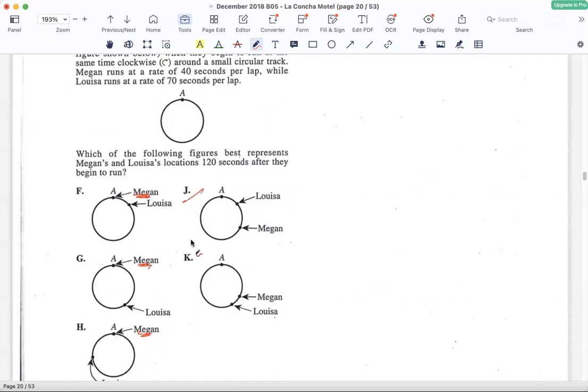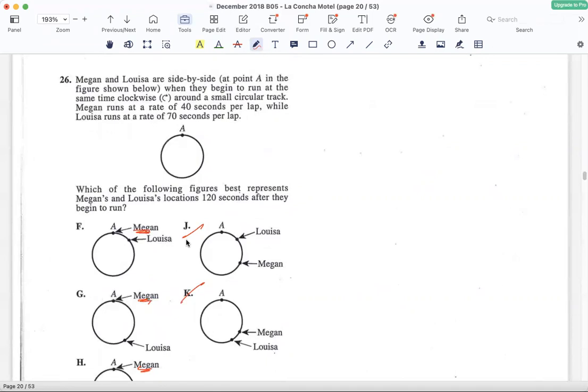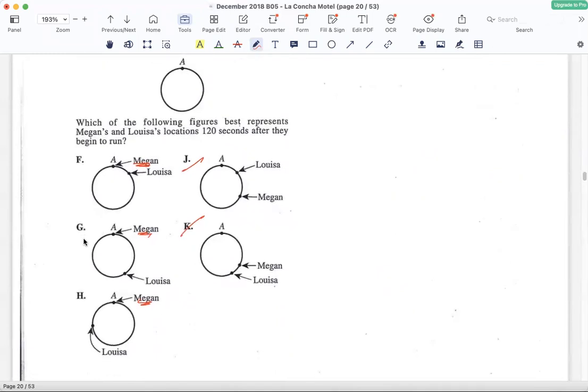So it can't be J and K. And 70, right? So 70, she'll come here. And in 140, Louisa would have come here. So she'll be here somewhere, right? Yeah, she would be half. So it would be H.